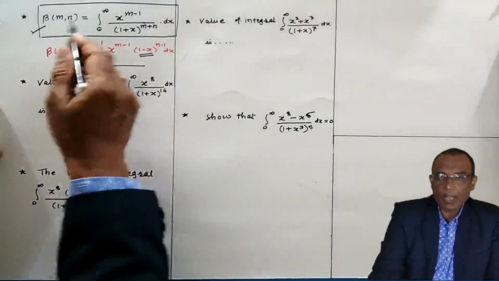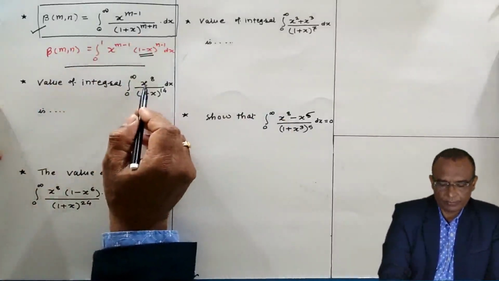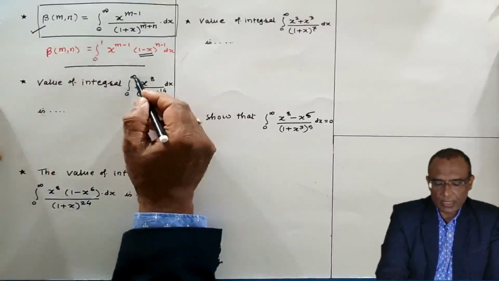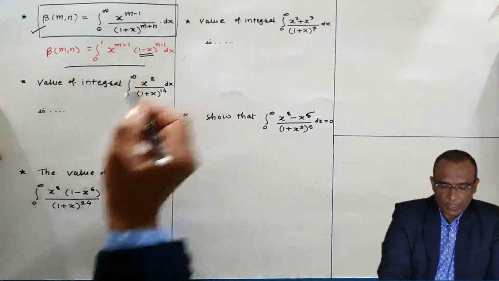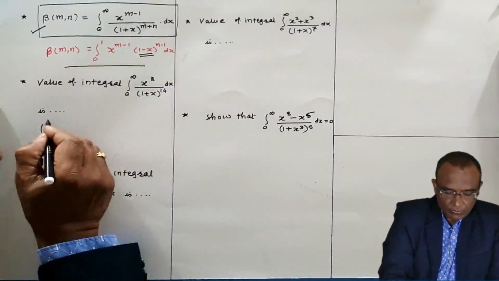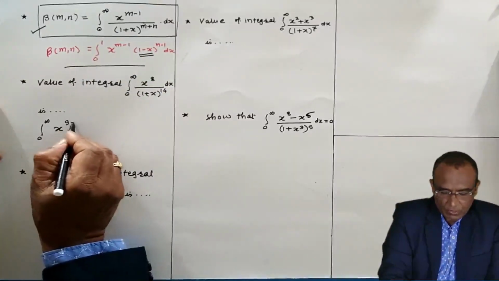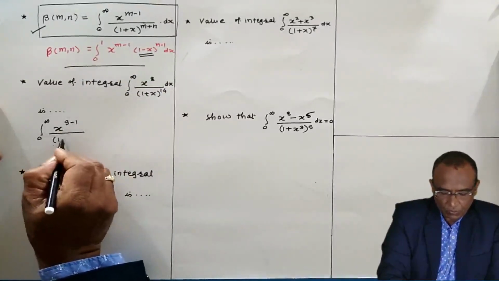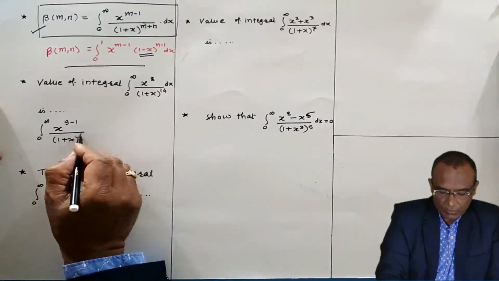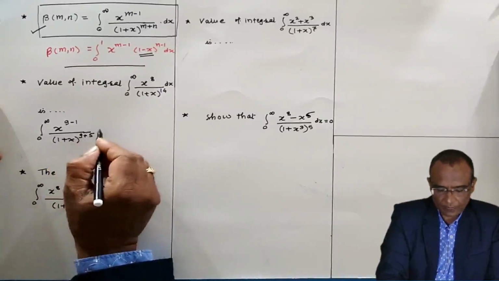One of the problems may be asked in the examination on this formula. See, the value of this integral I have. I have to use this result because 0 to infinity is there and 1 plus x is there. So if you compare these two, then this integral 0 to infinity can be written as, this 8 can be written as 9 minus 1. This 14 can be written in terms of 9, means 9 plus 5 is 14.